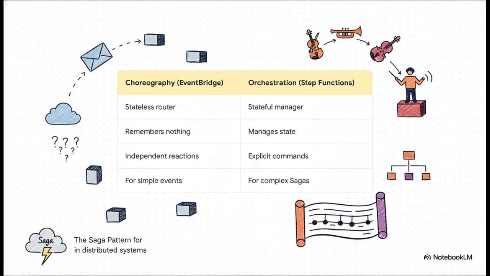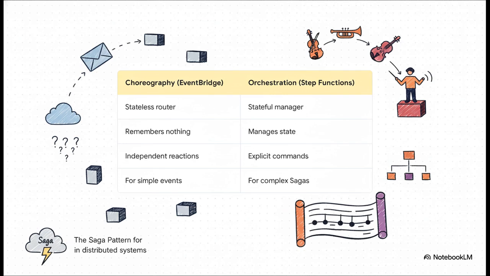This chart just lays it out perfectly. On one side, you've got choreography, which is what you get with a tool like AWS EventBridge. It's stateless. It's kind of like the Postal Service. It just delivers a message, but it has no idea what the bigger picture is. Your services just react on their own.